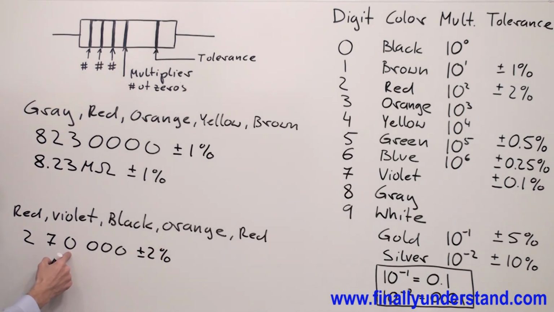Again, I have to convert this to engineering notation. I have to move my decimal point. If I move 3 times, I'm going to have 270 kiloohms plus minus 2%. Remember, anytime you move the decimal point 3 times to the left, you are going to end up with kiloohms. That's why this is the resistance of this resistor.